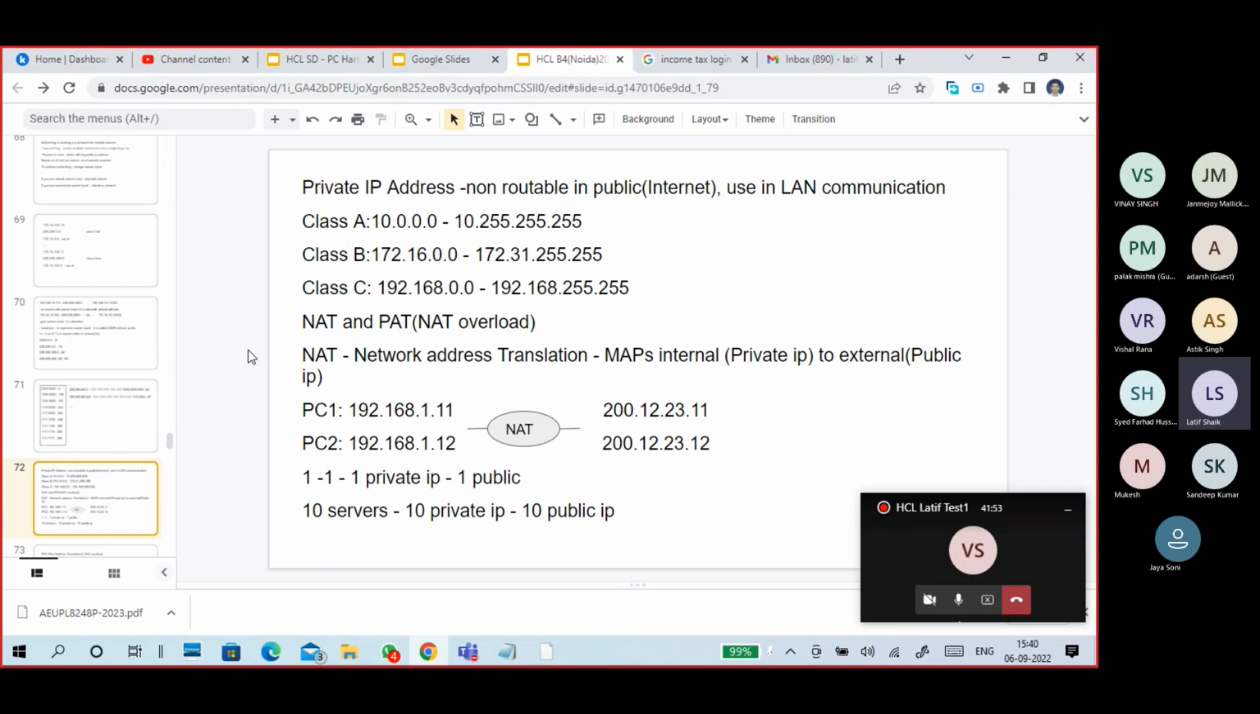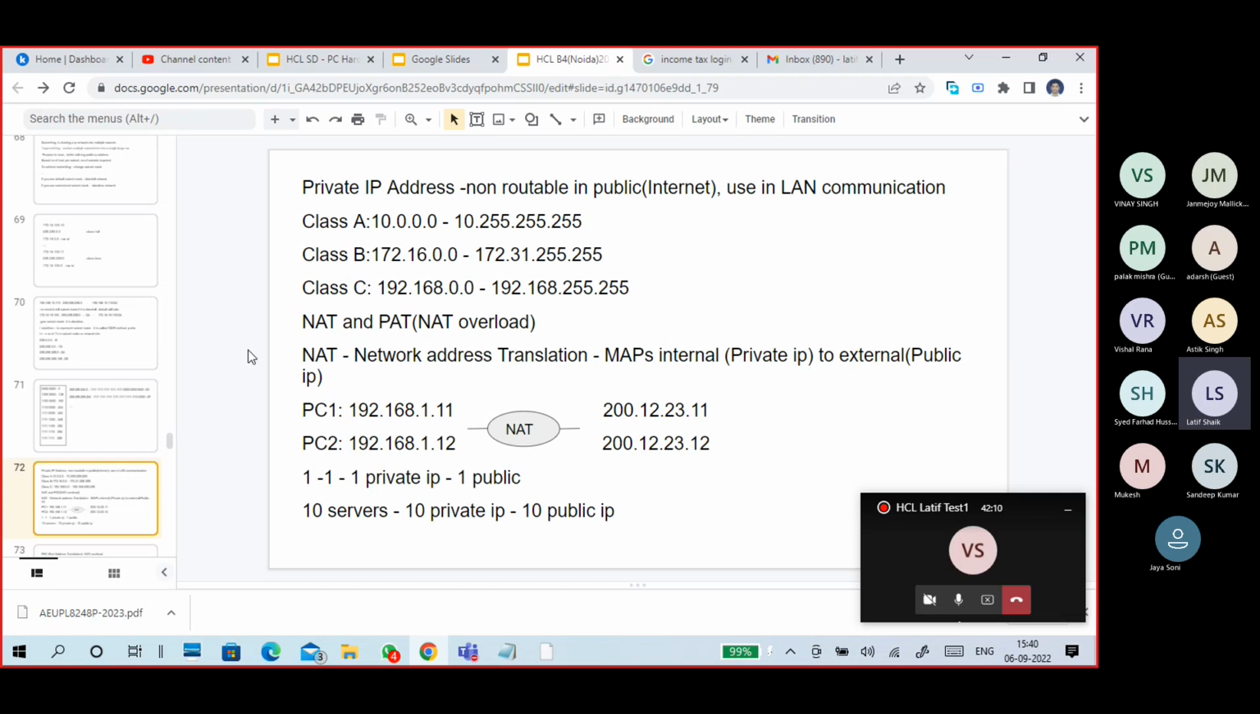Okay, so very good. Then we will see one more point that is called a private IP. What is this private IP? There are two more important topics in the IP address. One is a private IP.